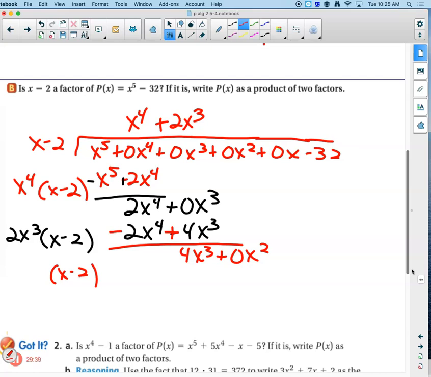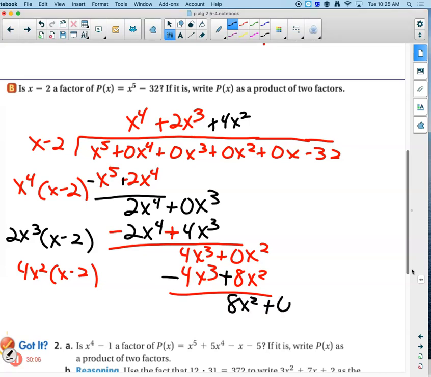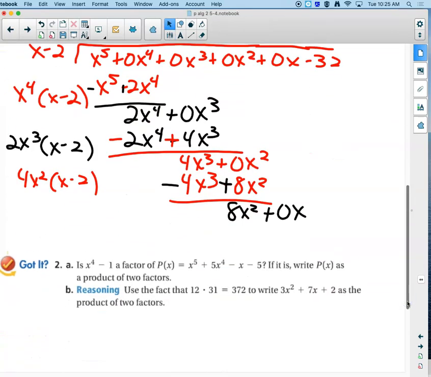So take a peek. What do we get? 4x squared. Perfect. So 4x to the 3rd minus 8x squared. Change the signs and add, and it did its job because that 4x to the third is going to be gone. We will have 8x squared plus 0x. And yeah, I write too big. Let me move that one down.